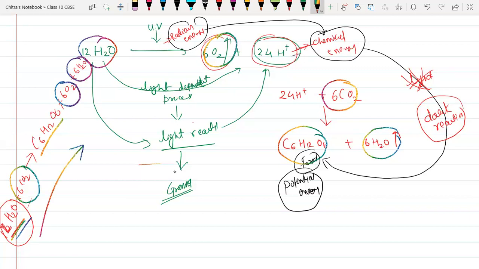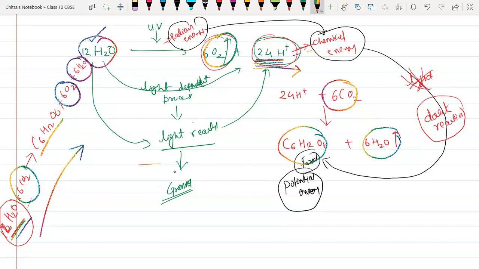So when light reaction takes place, the water molecule gets split into oxygen and hydrogen positive ion. See, here we have 12 H2O. 12 H2O would be a total of hydrogen 24, right? That's why we have here 24 H positive ion. So those 24 H positive ions are nothing but chemical energy, an energy packet in the form of H positive ion.